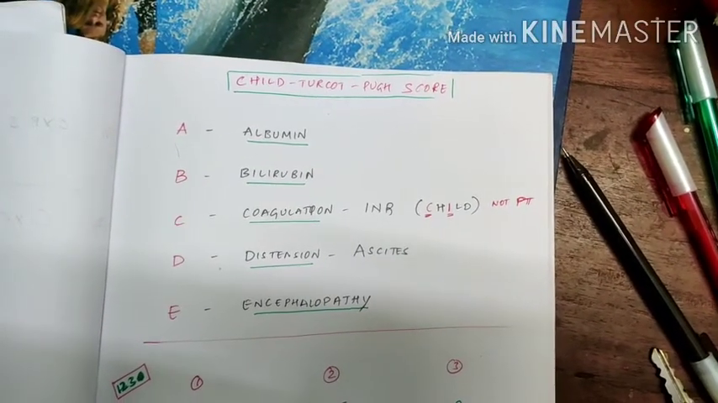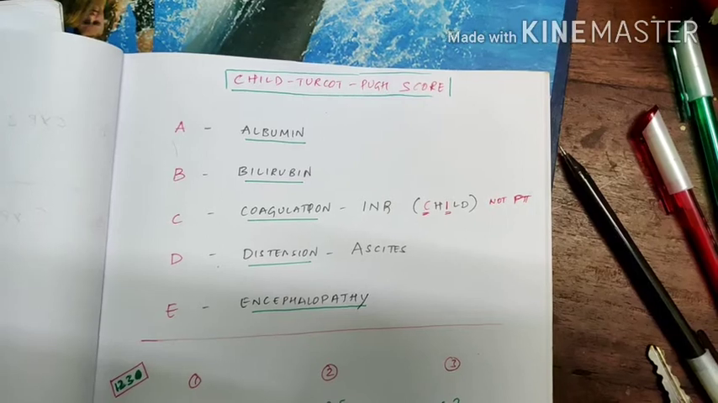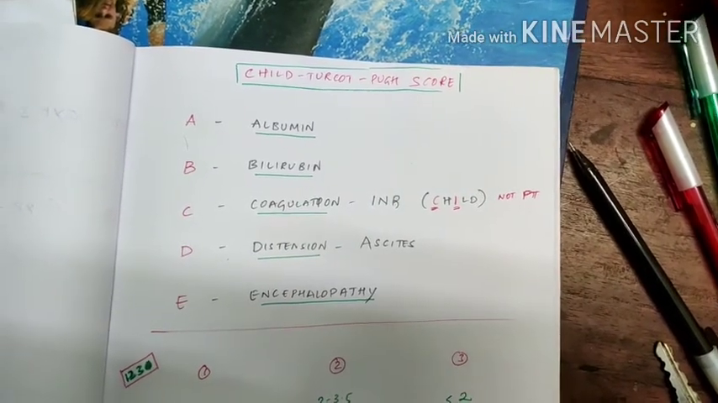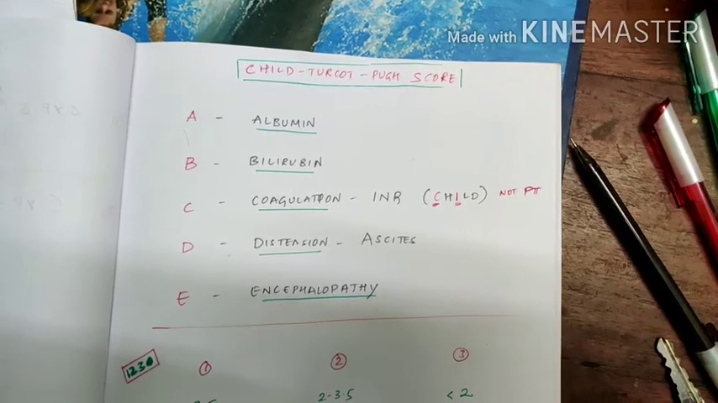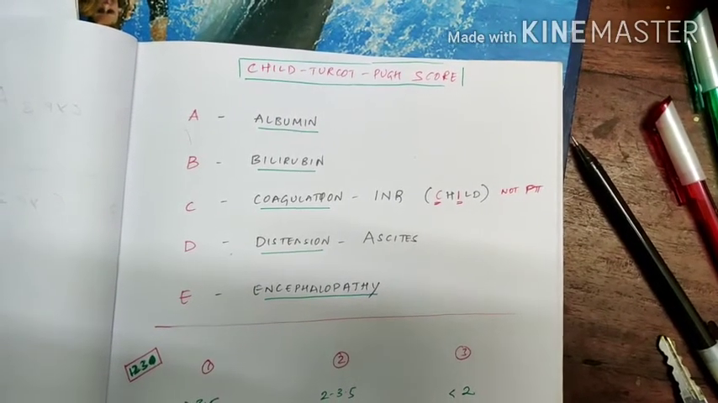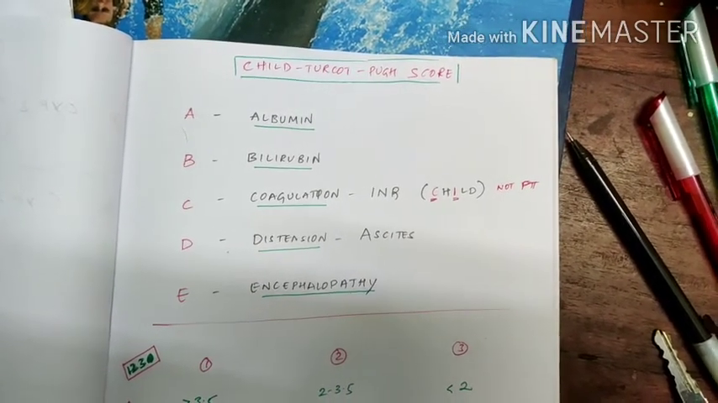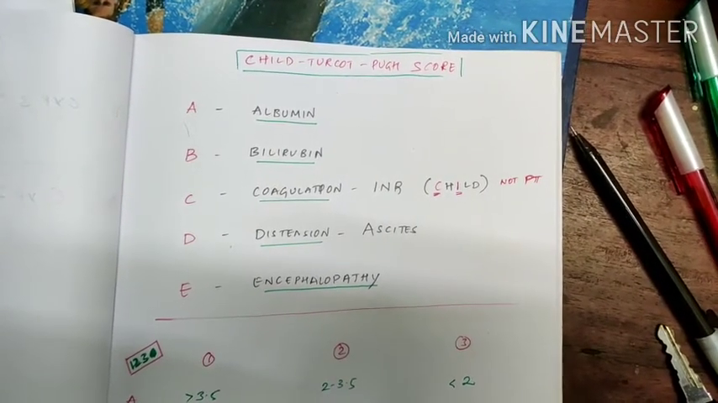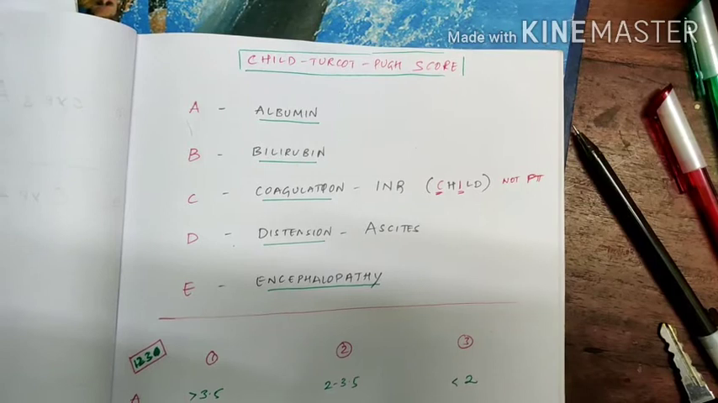Hi everyone. Today I'm going to discuss the Child-Turcotte-Pugh score. The Child score previously was different. Now it is simplified, and you can remember this by a simple mnemonic: A B C D E.